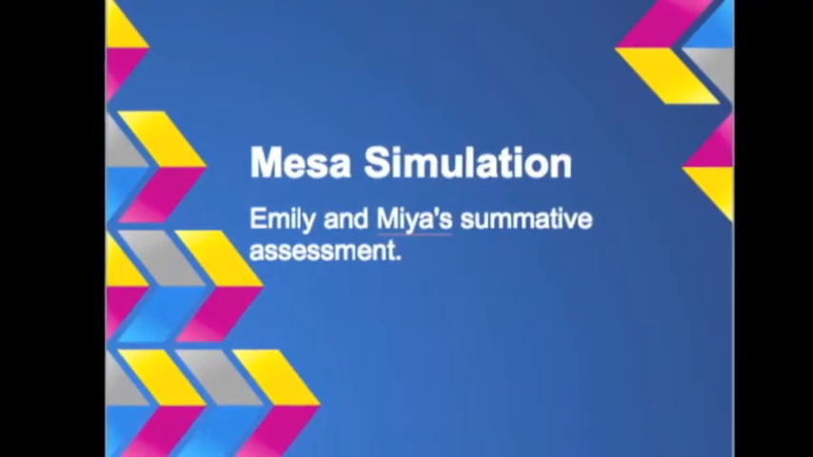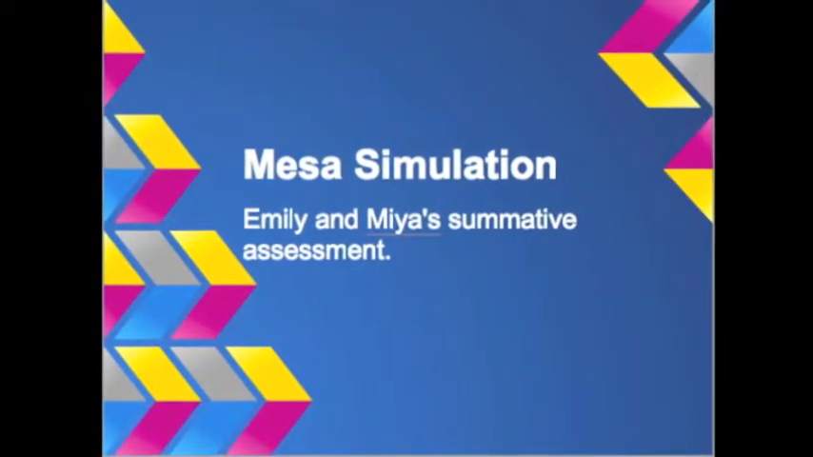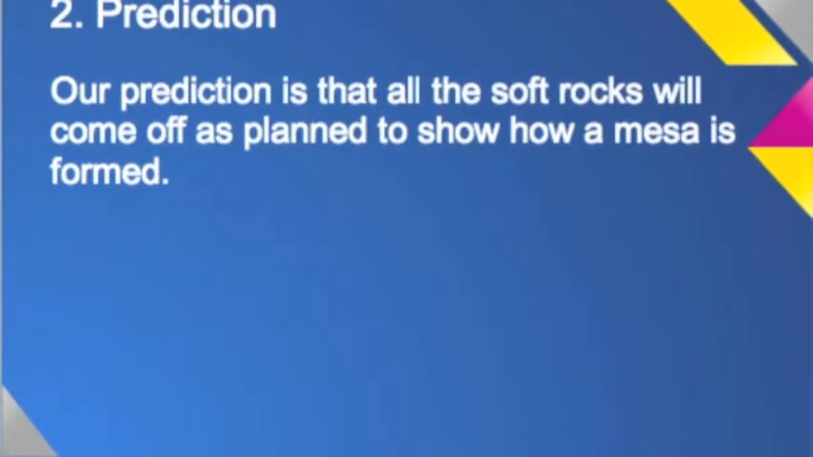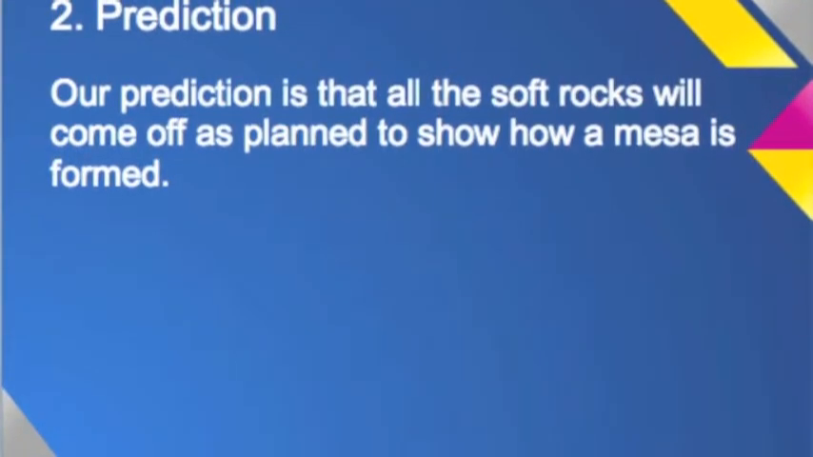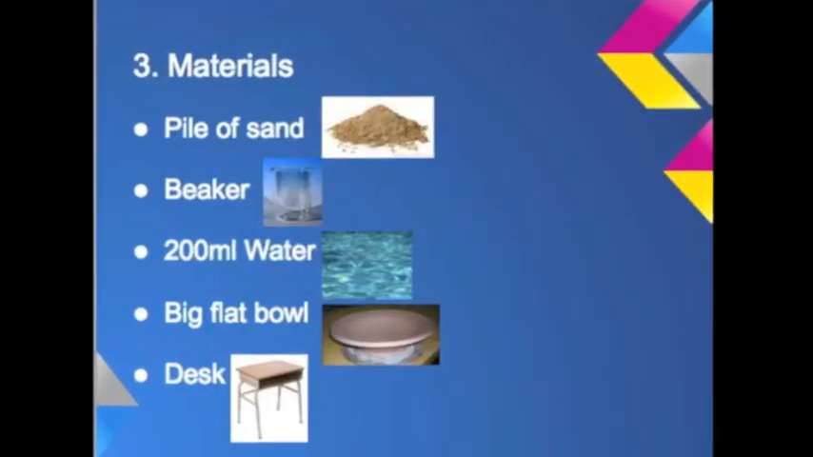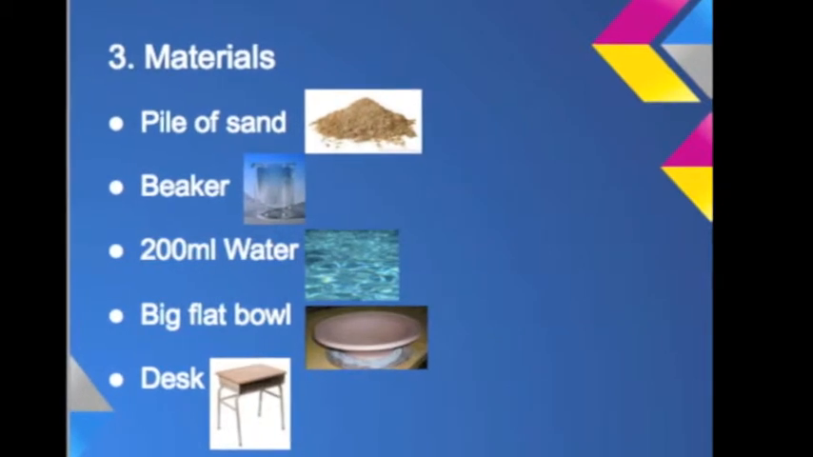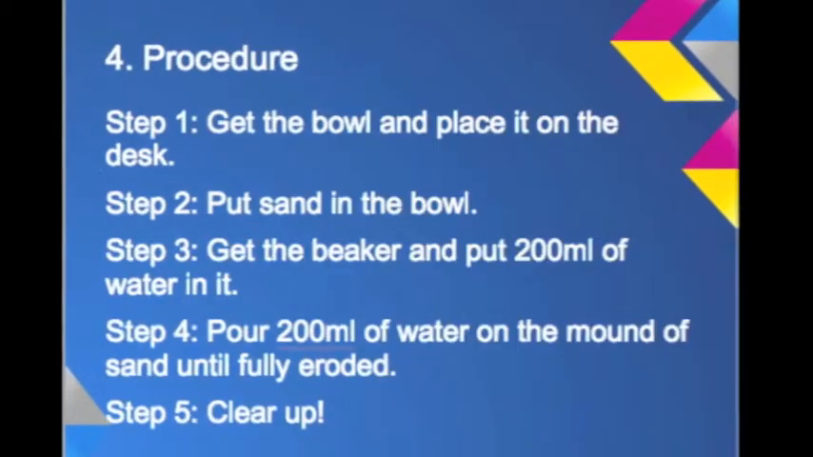Mesa simulation. Emily and Miya, summative assessment. Purpose: our purpose is to see how a mesa is formed. Prediction: our prediction is that all the soft rocks will come off as planned to show how a mesa is formed. The materials we will need are a pile of sand, a beaker, 200 milliliters of water, a big flat bowl, and a desk.